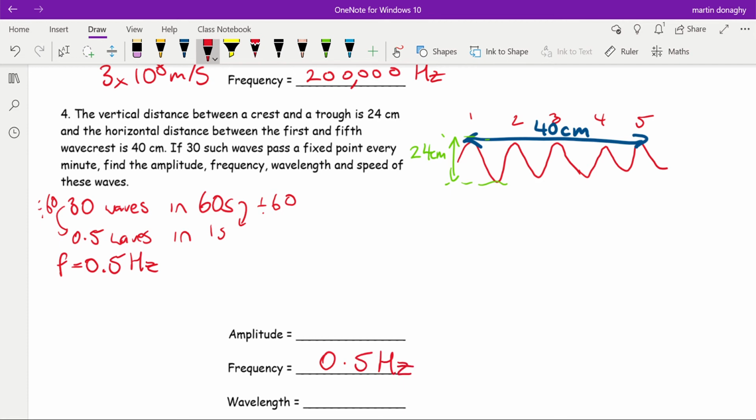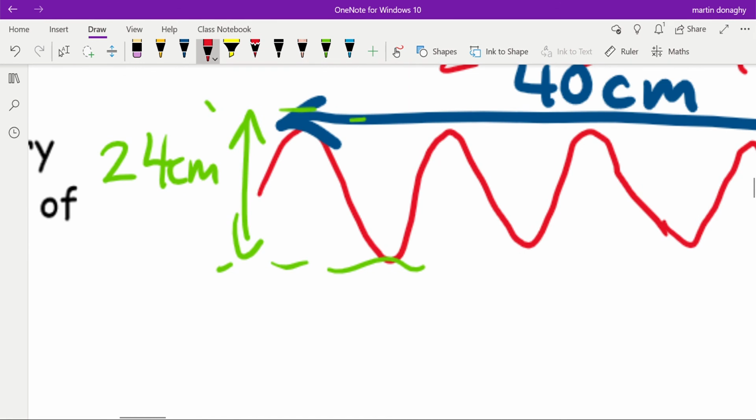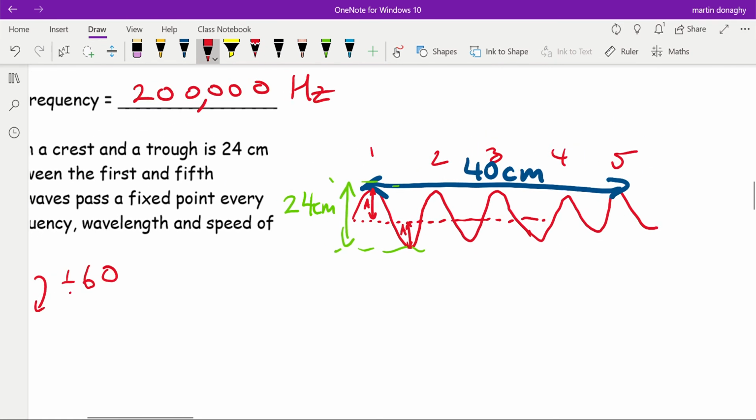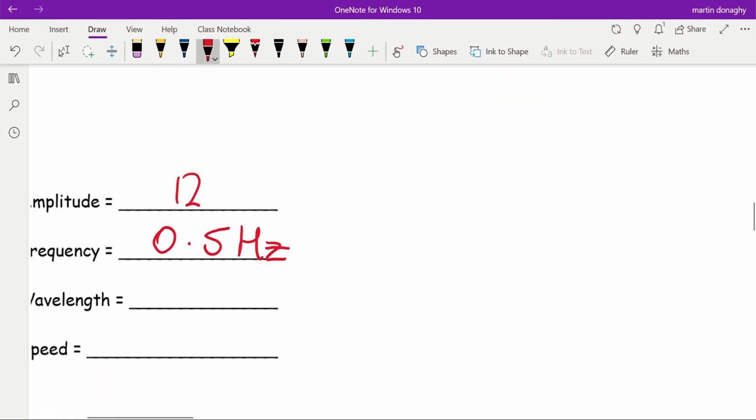The amplitude, now if we look at our little diagram here, the amplitude is the maximum displacement from the mean position. So what we mean by that is these particles in the wave would usually be here. If there's no wave present, they will move up to here. That's the maximum positive displacement. They might move down to here. So we can also give that as an amplitude. So the amplitude is not 24, it's going to be half that value. 24 divided by 2 is 12 centimeters.